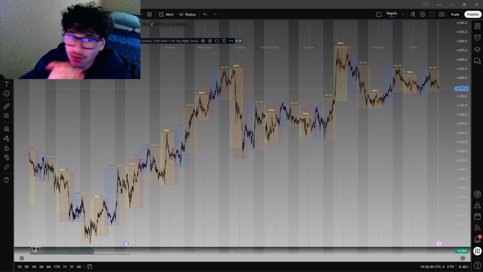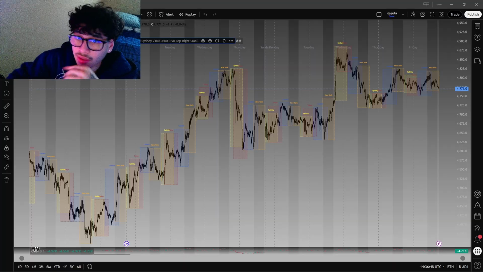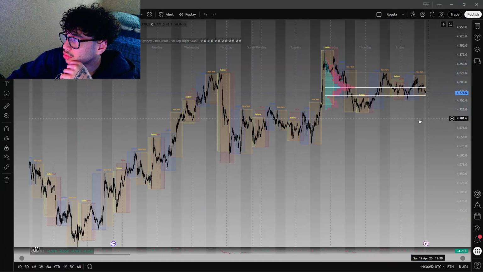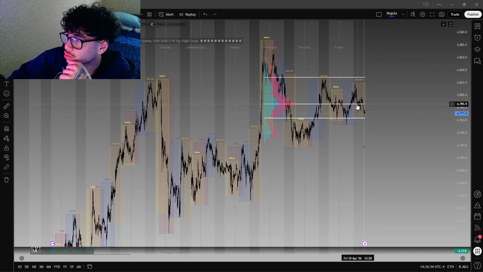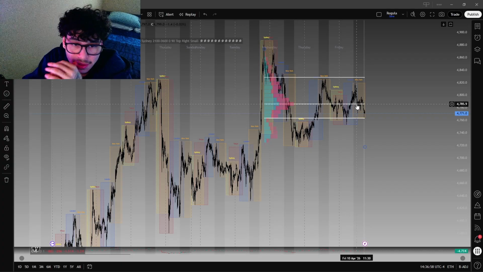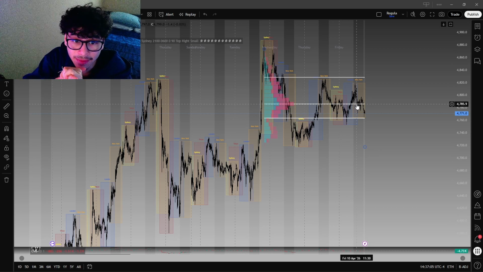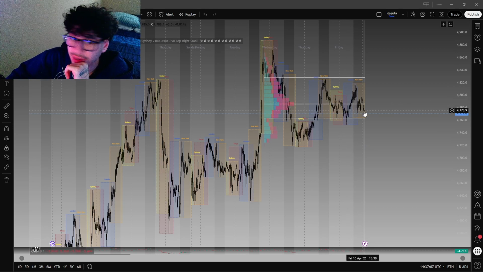And I can break down the three most important parts. POC, which is point of control. Here, I don't know why I closed it. Point of control, which is the middle one, and that's like the most agreed upon price. Like if everybody came together and agreed upon a price, it would be that. This middle band or line here.